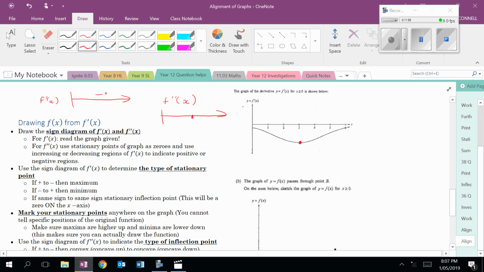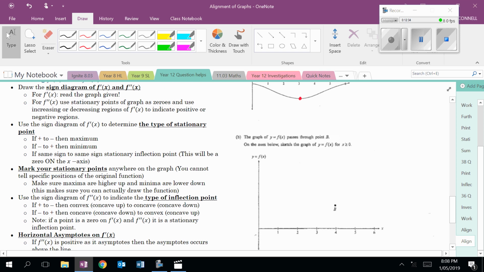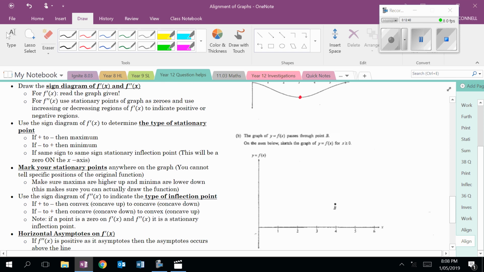Okay. For my sign diagram of f double dash of x, well, my stationary points of the graph are going to be 0, so it's going to be 0 at this point. And increasing and decreasing regions of my derivative are going to tell me about positive and negative. So here it's coming down, there it's going up, so it's negative, positive, like that. Now, the sign diagram of my derivative tells me the type of stationary point. Well, there is no stationary point on this one, so that doesn't even matter. So there's no stationary points on my original graph because there is no zeros on my derivative.